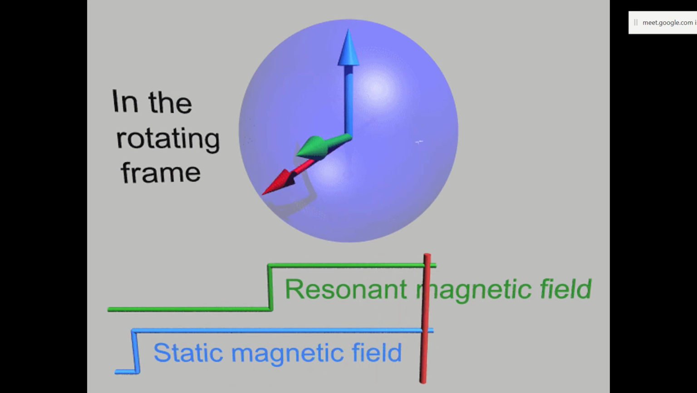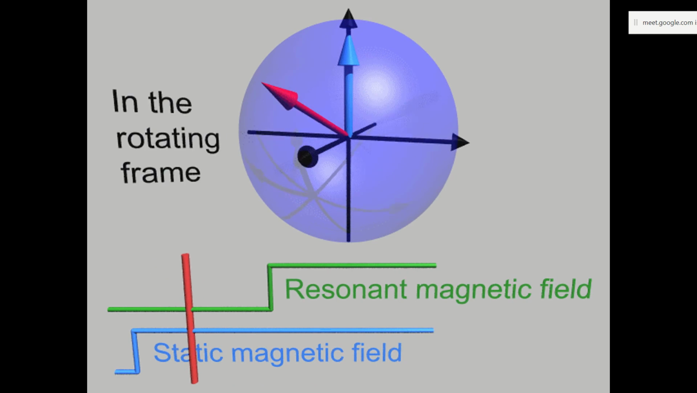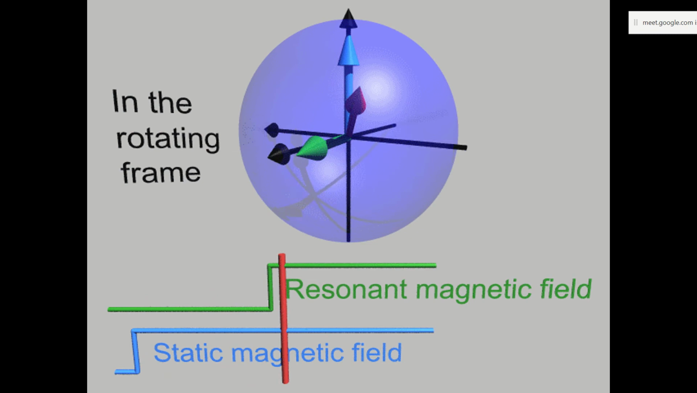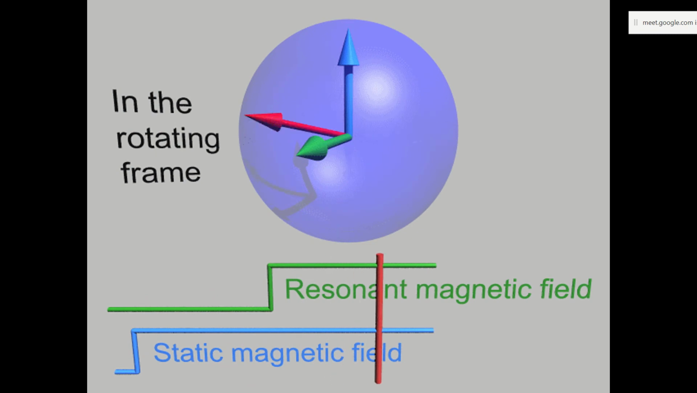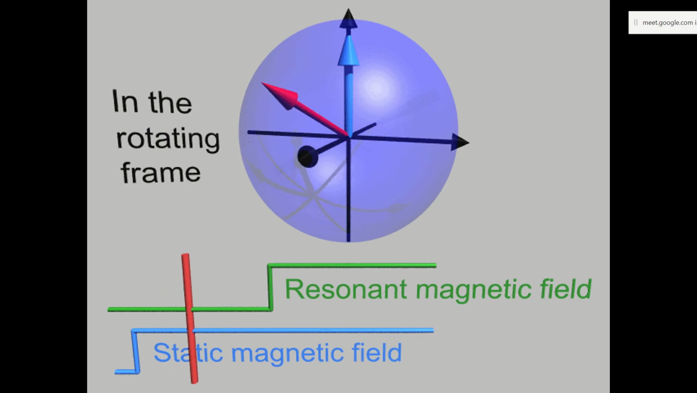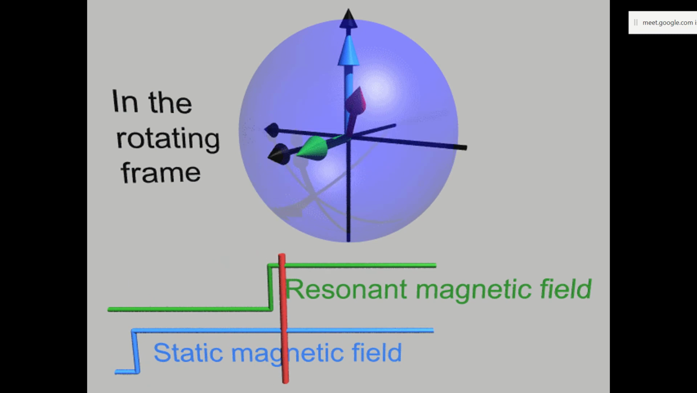The green one, from a rotating frame, appears static. So the oscillating field vector B1 appears static from the reference frame of the rotating frame. And along that B1 you have this moving thing. Okay, so this happens.